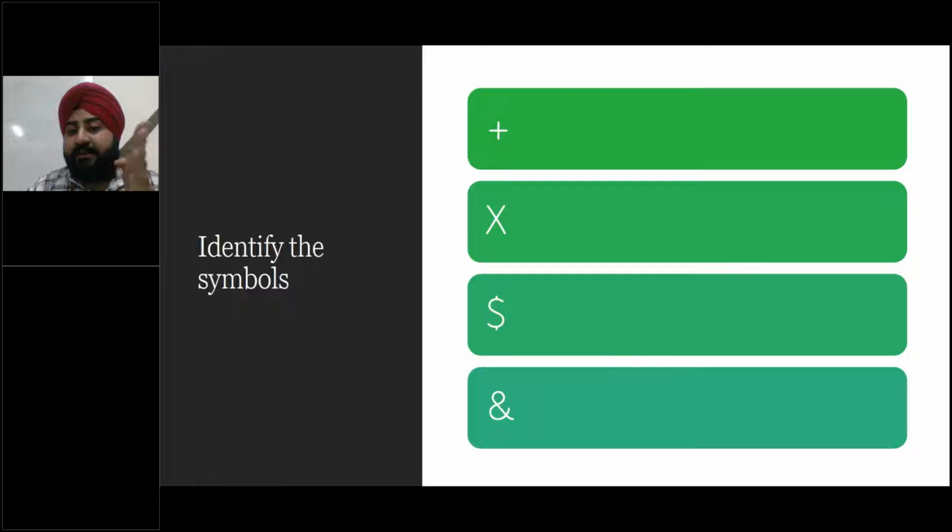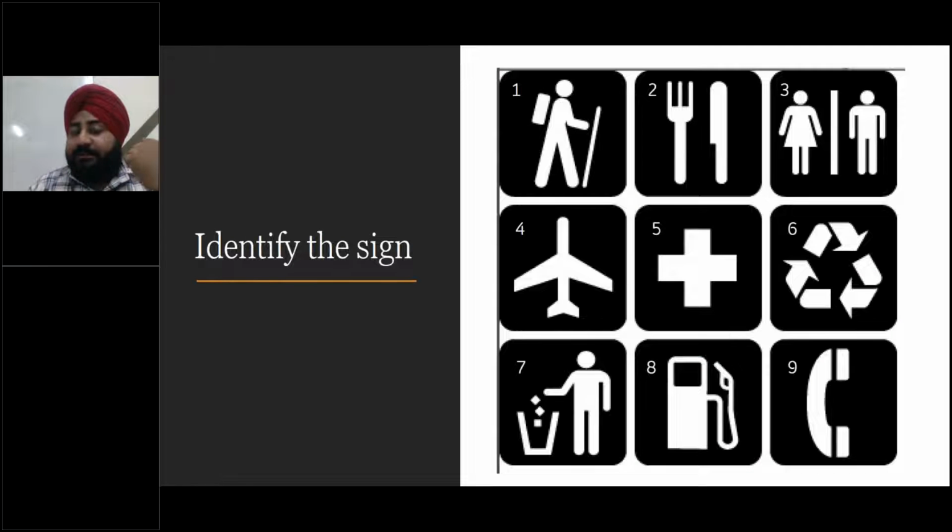The first one means addition, multiplication, then the dollar sign, and the ampersand sign, which means and. By this small symbol, these two lines, we can identify that yes, we can add or plus things. These are very common signs and symbols we have, like in restaurants, airports, hospitals. The recycle bin, garbage bin, fuel pump, phone icon. These small things, what is this? This is design.